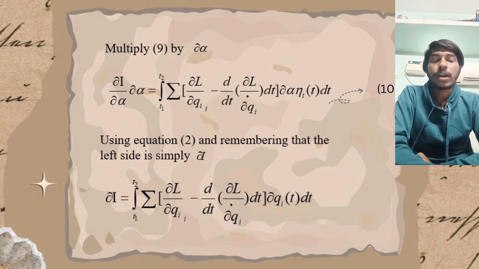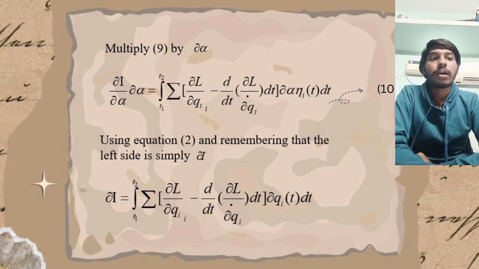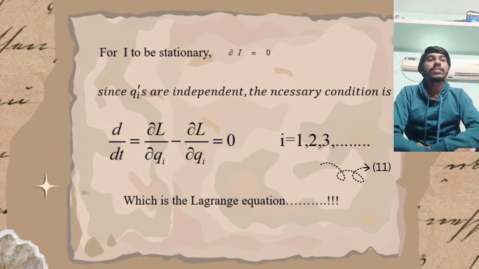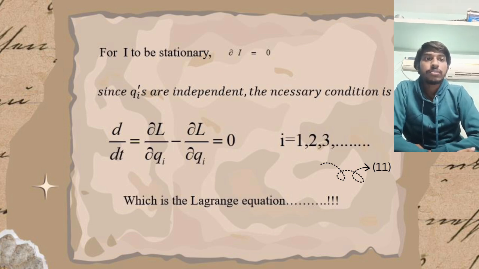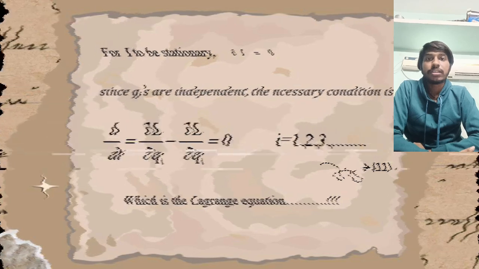Using equation 2 and remembering the left side is simply ∂I = ∫ from t1 to t2 of Σ [∂L/∂qi − d/dt(∂L/∂q̇i)] δqi(t) dt. For I to be stationary, ∂I is equal to 0. Since the qi's are independent, the necessary condition is d/dt(∂L/∂q̇i) − ∂L/∂qi = 0, i = 1, 2, 3. This is equation 11, which is the Lagrangian equation.